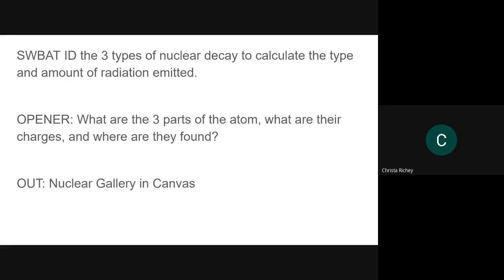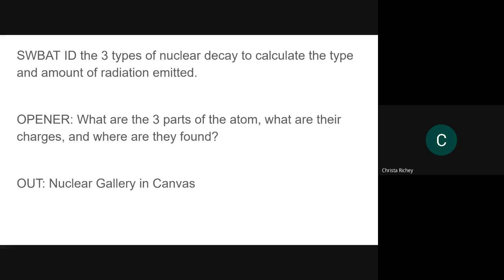All right, for the opener, there are 3 subparticles of the atom. What are the 3 particles? Proton. The proton, neutron, and what's the other one? Electron. Okay, what is the charge of a proton? Positive. What's the charge of a neutron? Negative. No. Oh, neutral. What's the charge of an electron? Negative.